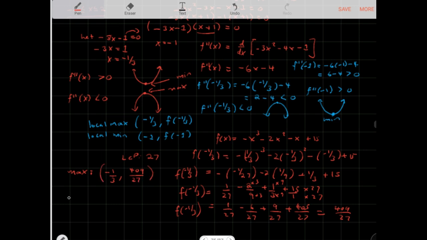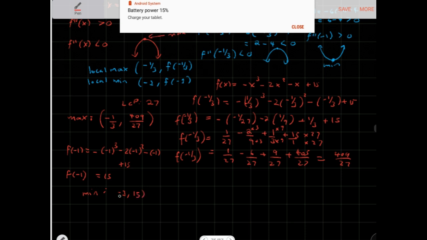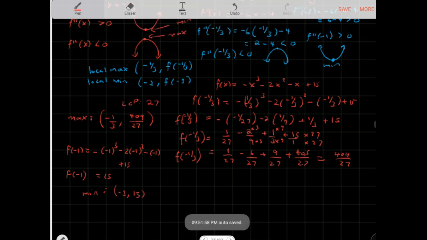Okay, now to find the minimum point, we're just going to do the same thing, f of negative 1, and you can punch this in your calculator. Okay, so you get 1 minus 2 plus 1 plus 15, so you basically get 15, right? So f of negative 1 is 15, so you have a minimum point that occurs at negative 1 and 15. Okay, so that's really the idea, right? So we have a maximum that occurs in the roller coaster at x equal to negative 1/3 and a minimum that occurs at x equal to negative 1.